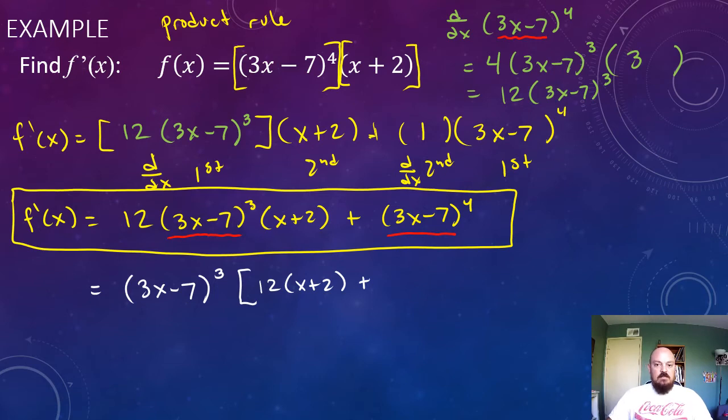On the second piece, I started with 4 3x minus 7s. I got rid of 3 of them, I have 1 left. So basically what you have is just 3x minus 7. And now let's distribute the 12 there.